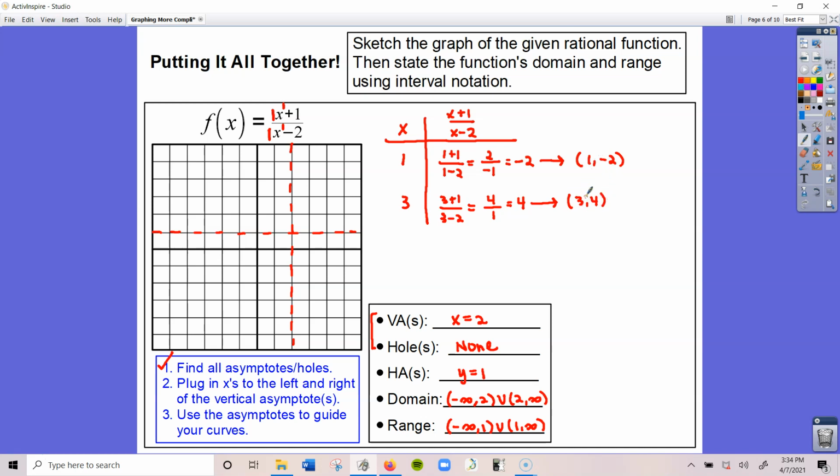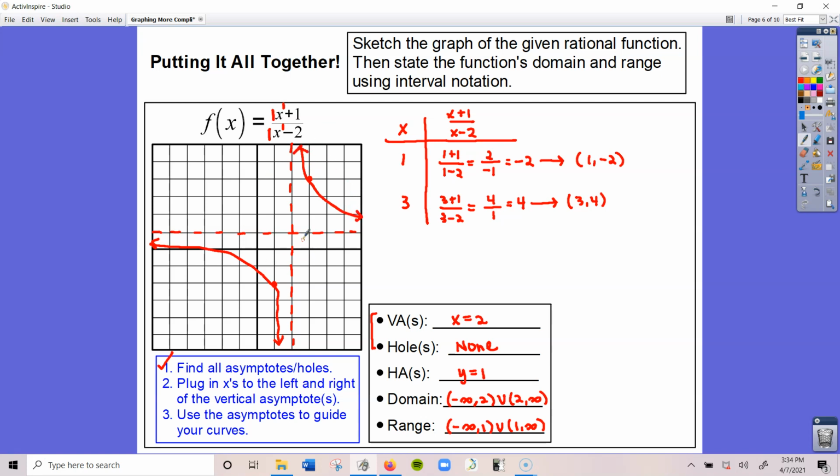Now that I have my points, we're going to go ahead and put it on the graph. So we have 1, -2, and 3, 4. Based on where these points lie, we can now graph it based on those asymptotes. So my graph is going to curve downward on this side and upward on this side.